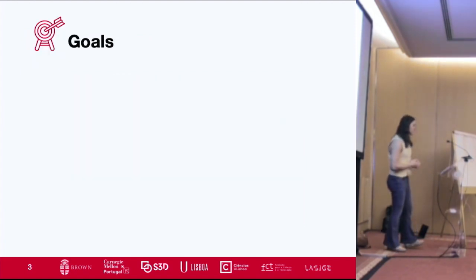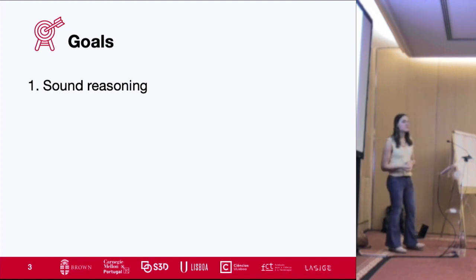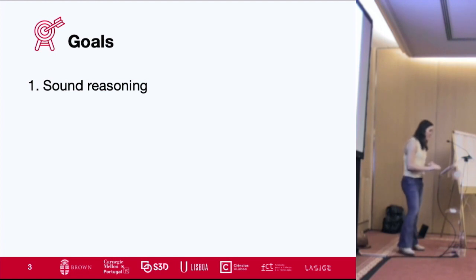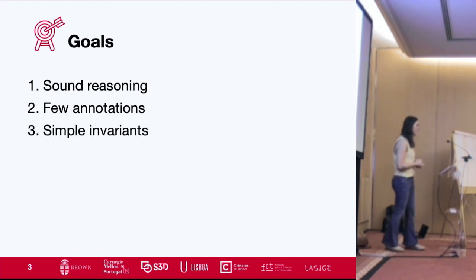And so some goals here that we have as we set out, like I mentioned, in the setting of verification and specifically of Java code. First of all, we want sound reasoning. We want to be able to guarantee certain properties about our program. We want few annotations, so we don't want to clutter our code with extra annotations. And also, those annotations and everything that you need to think about should be simple, including the invariants that you have to maintain throughout your program code.